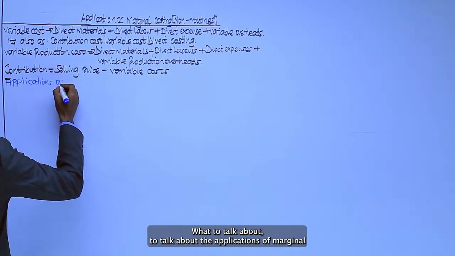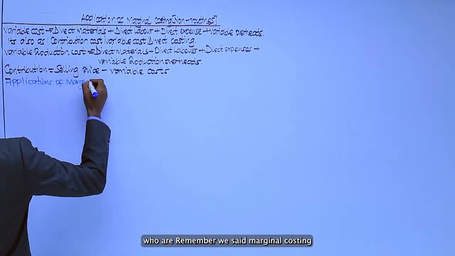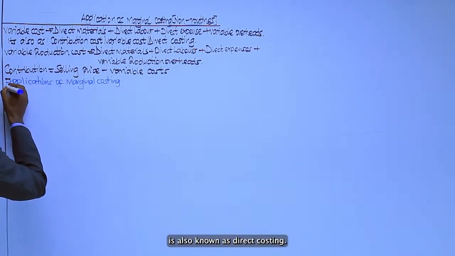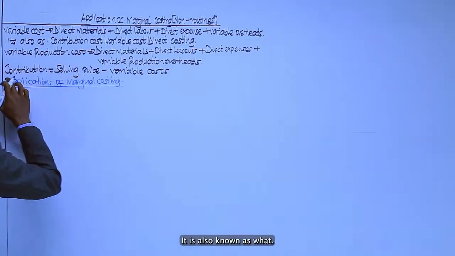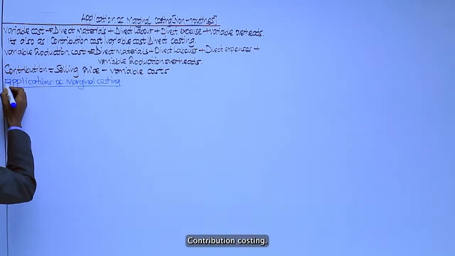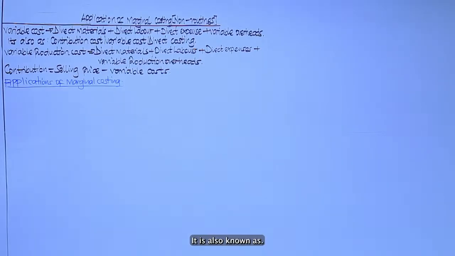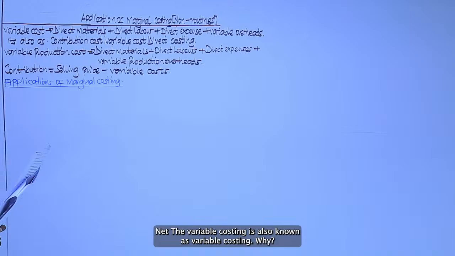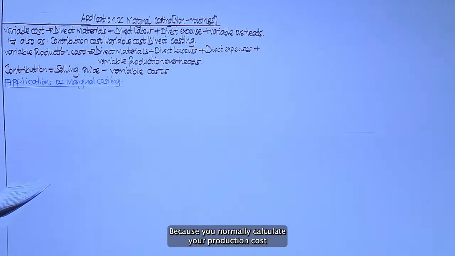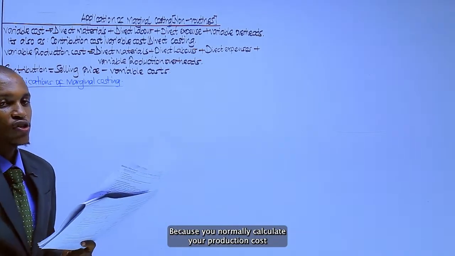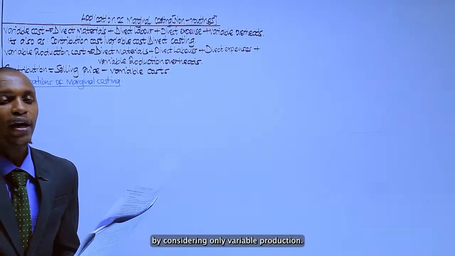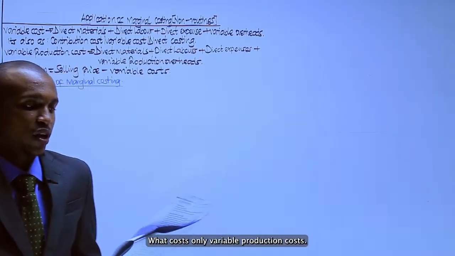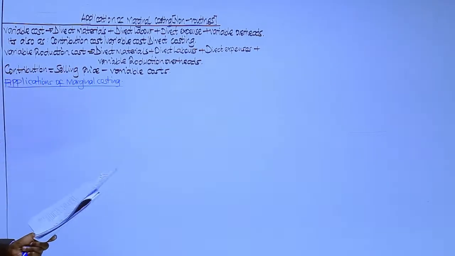Remember, we've said marginal costing is also known as direct costing. It is also known as contribution costing. It is also known as variable costing. Why? Because you normally calculate your production cost by considering only variable production costs. All right.